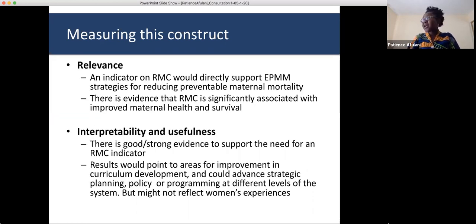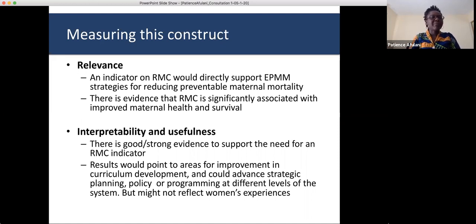And for relevance, RMC is certainly a very relevant construct, and an indicator on RMC would directly support EPMM strategies for reducing preventable maternal mortality. We need an indicator from a rights-based perspective. But there's also evidence that RMC is significantly associated with improved maternal health and survival, supporting the need for an indicator even from a health outcomes perspective.